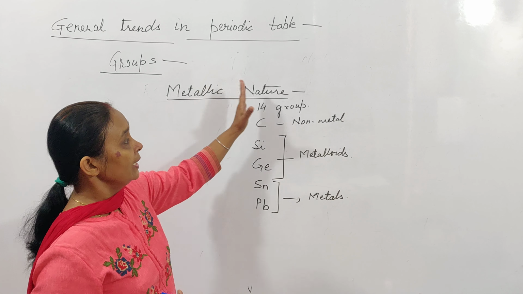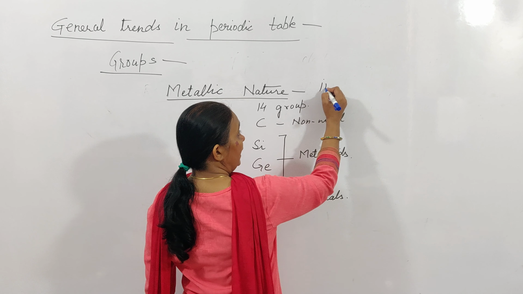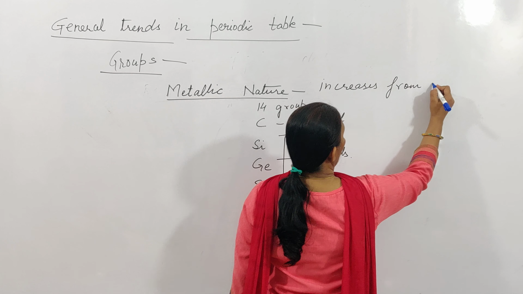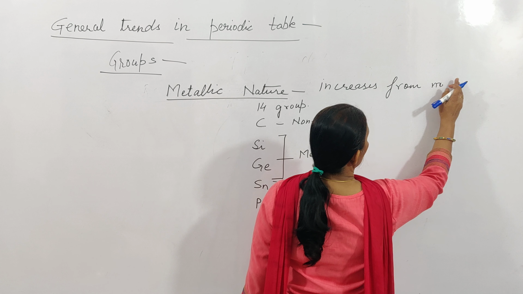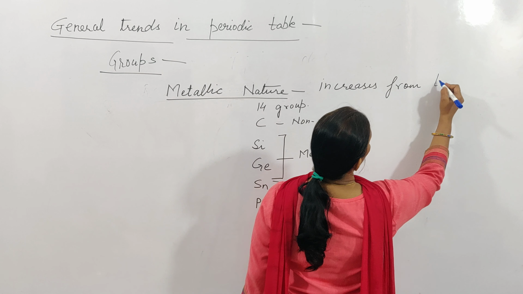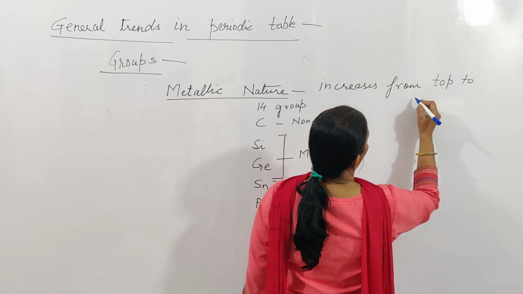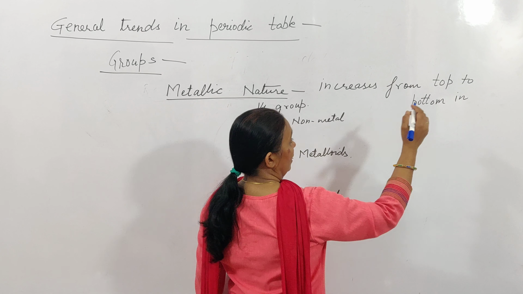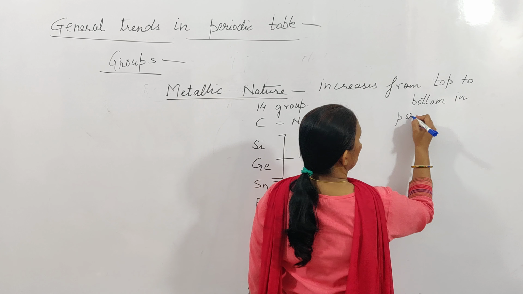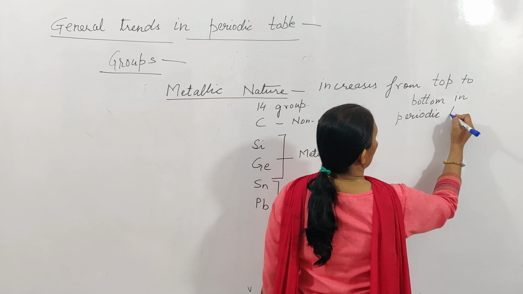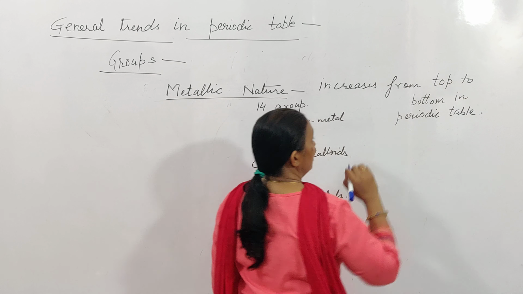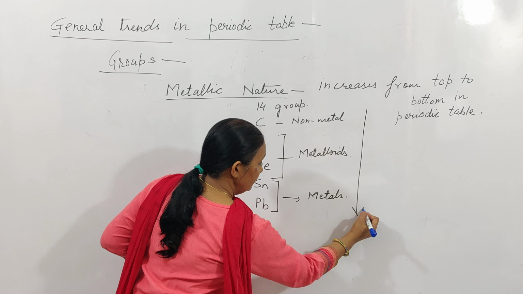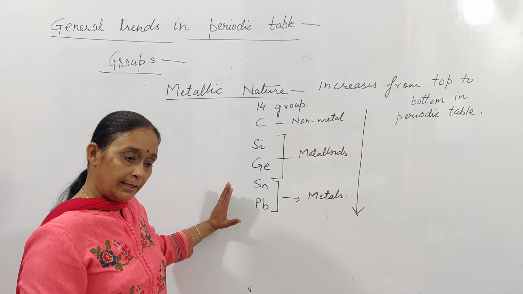That means metallic character increases from top to bottom in the periodic table. Fine. So on moving top to bottom, metallic character is increasing.